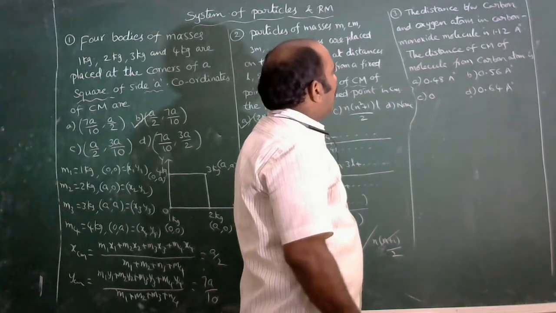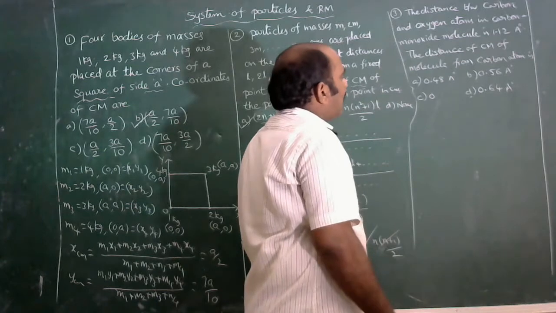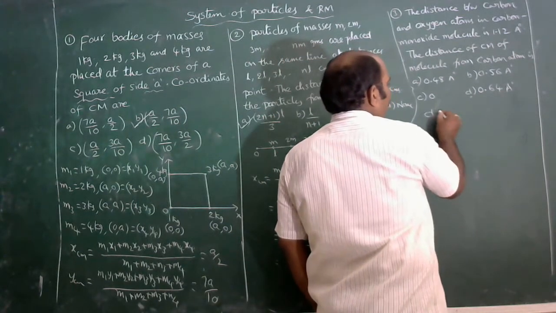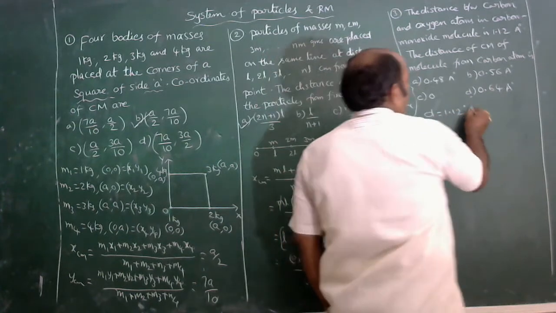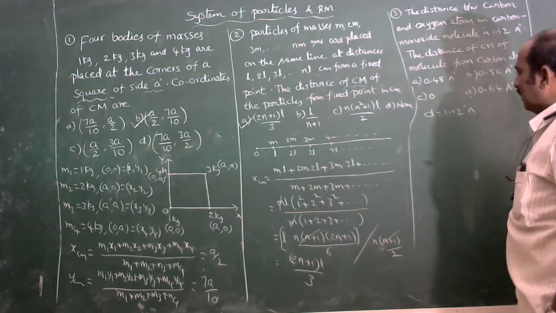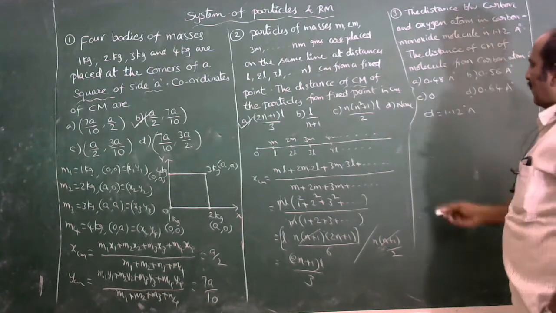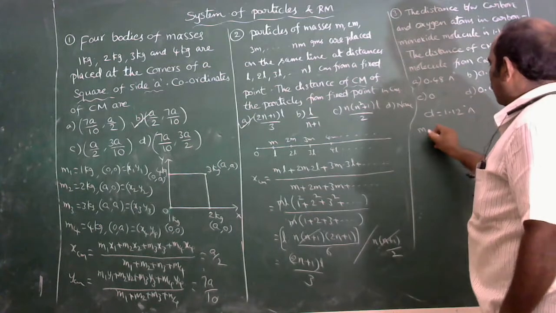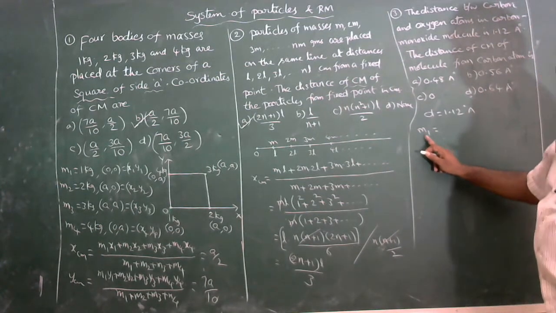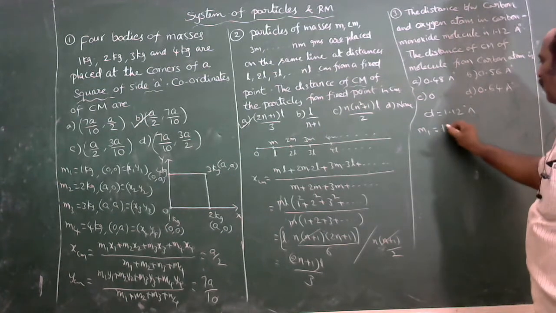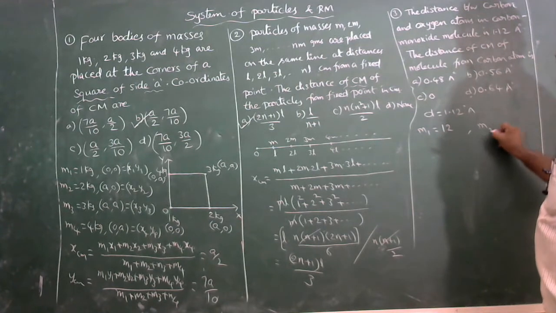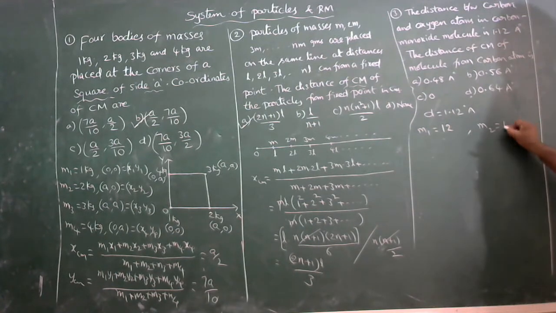Now see third one. The distance between carbon and oxygen atoms in a carbon monoxide molecule is 1.12 angstrom. Given the distance between two atoms, d is equal to 1.12 angstrom. The distance of center of mass of the molecule from the carbon atom is? Here two masses are there. One is carbon, say the first atom, whose mass m1 is equal to 12 amu, and oxygen is the second one, m2, whose mass is 16.